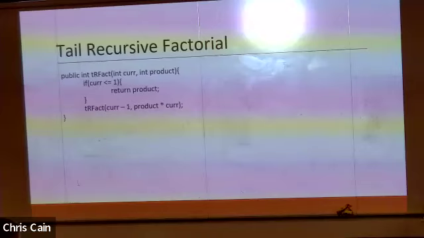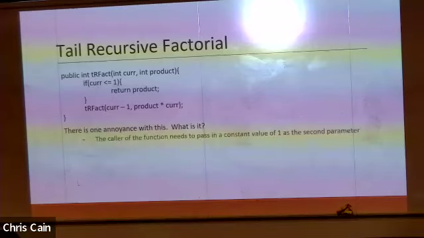There is one annoyance, and we've already talked about the annoyance with this implementation, and that's that there's an extra parameter. So whenever you're introducing some kind of tail recursion, you want to have this overloaded function with a public and a private. The user calls the public, which calls the private with the extra parameters.